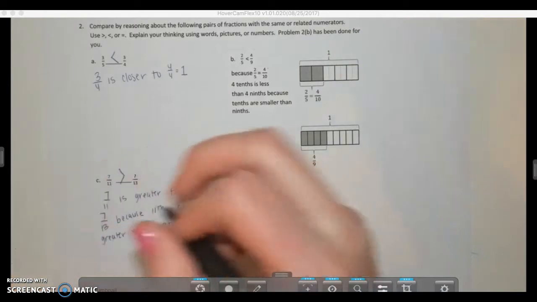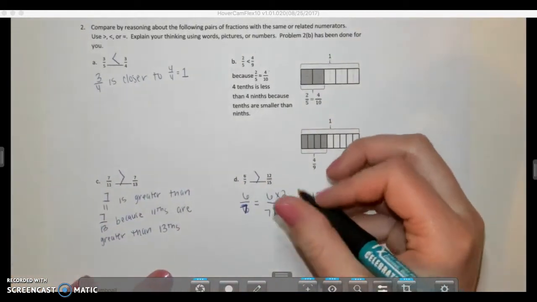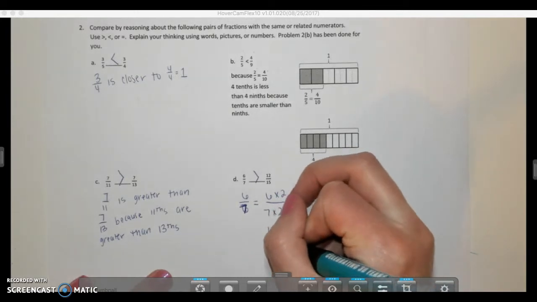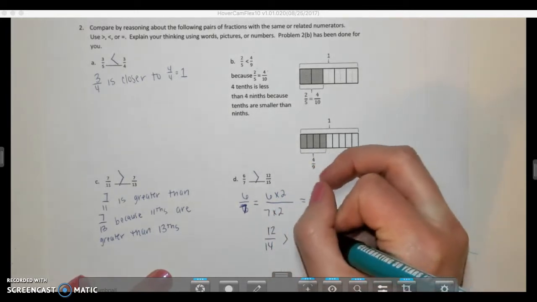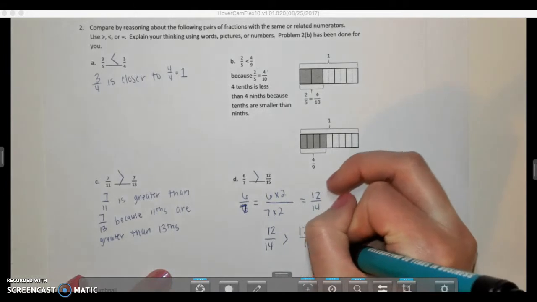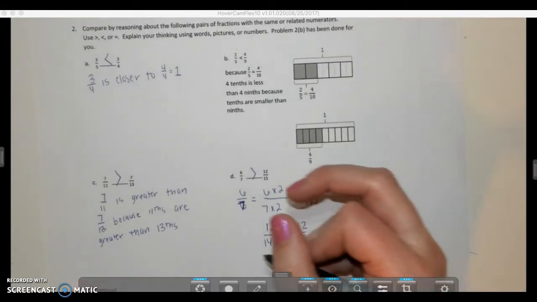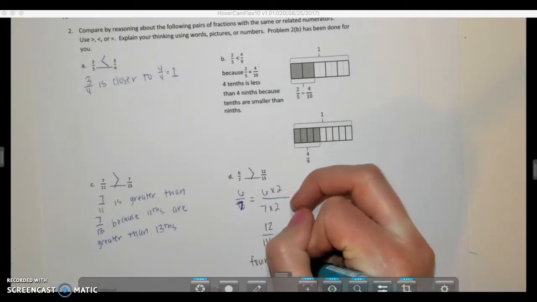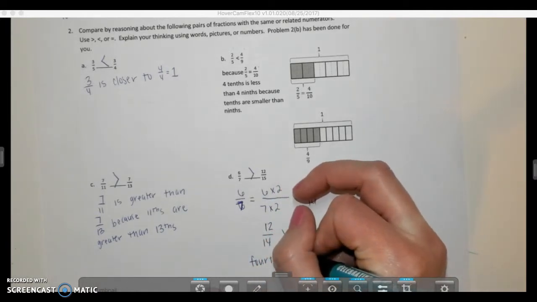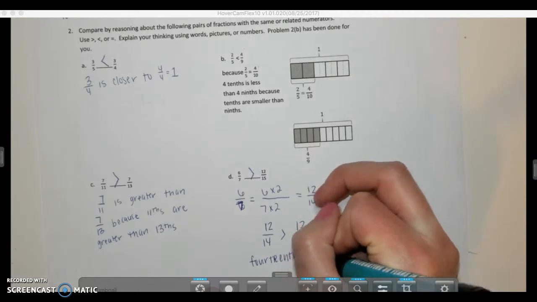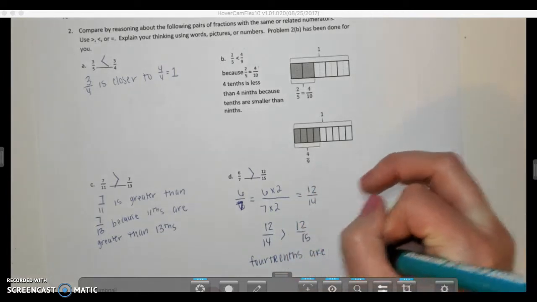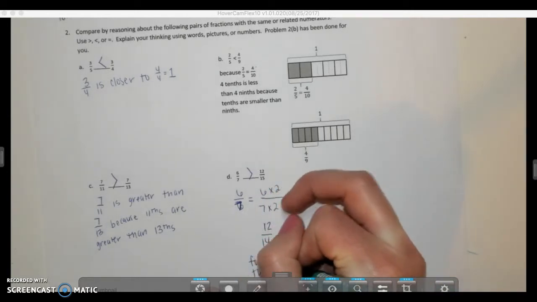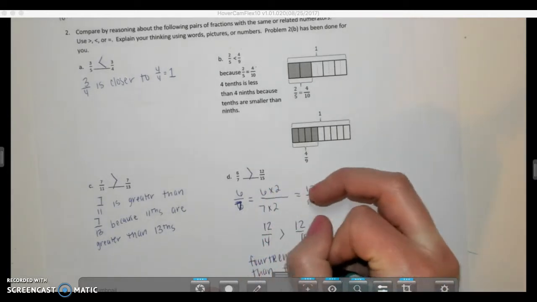So 12/14 is greater than 12/15, which means 14ths are larger than 15ths.